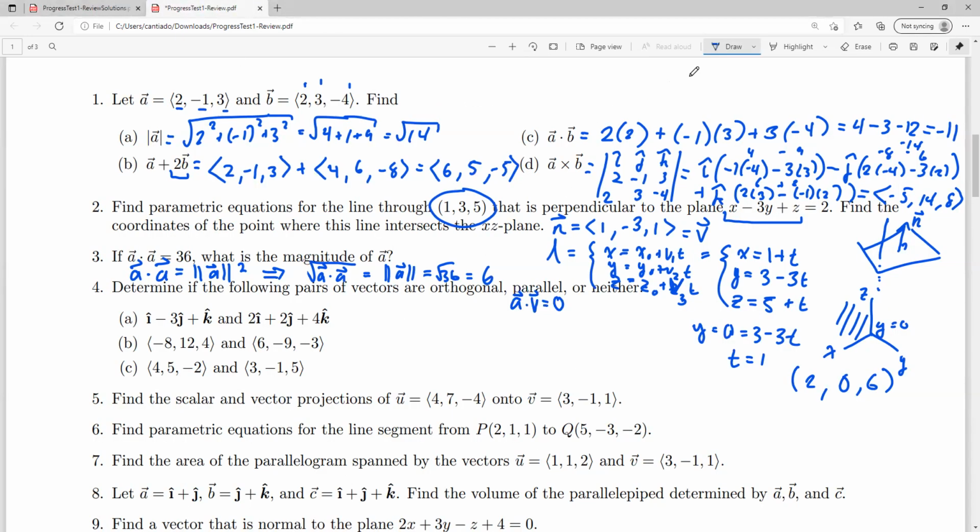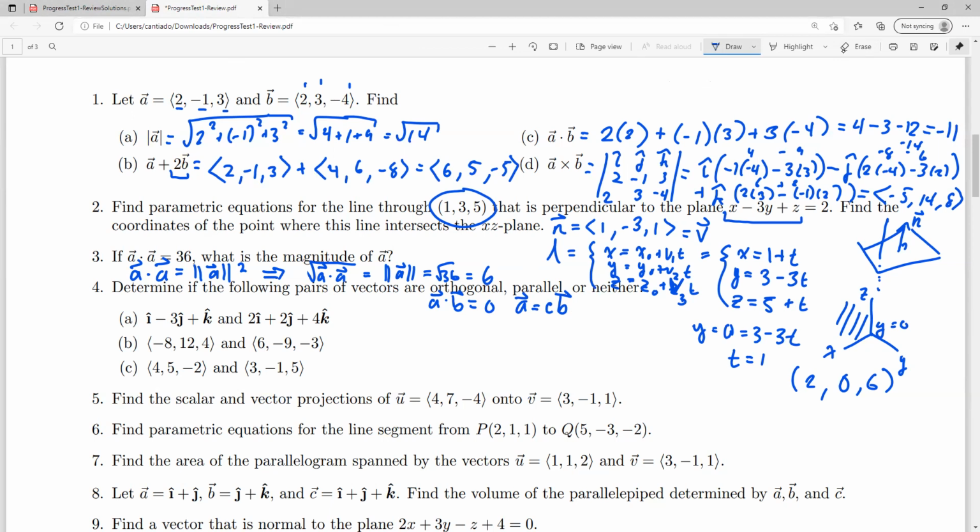Sorry, if the dot product between two vectors is 0, then that means it's not parallel, it's orthogonal. That's right. Okay. So we know it's orthogonal when A dot B is equal to 0. We know it's parallel if one of the vectors is a scalar multiple of another vector. You can sort of think of it that way. And it's neither if neither of these are true.